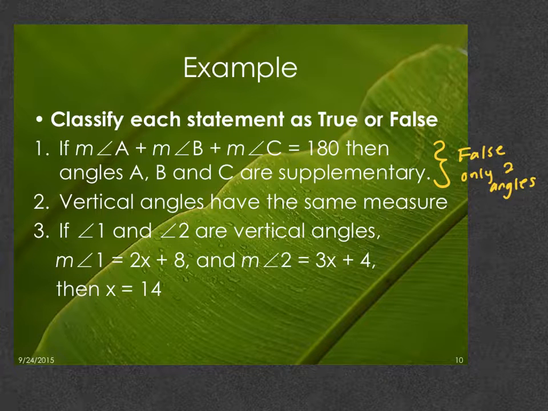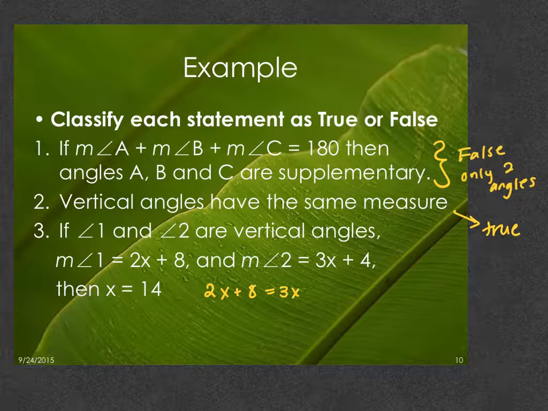All right, 2. Vertical angles have the same measure. True or false? True. We said vertical angles are congruent, right? 3. If angle 1 and angle 2 are vertical angles, and the measure of angle 1 is 2x plus 8 and angle 2 is 3x plus 4, then x equals 14. How do we figure that out? Set them equal to each other. So if they're vertical angles, then they have to be equal to each other.